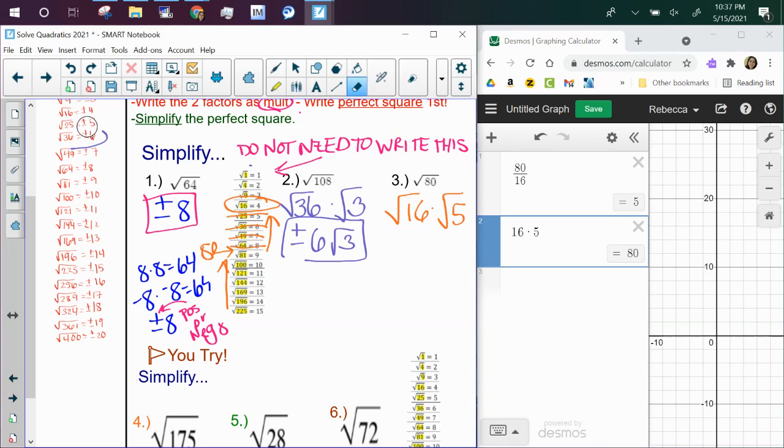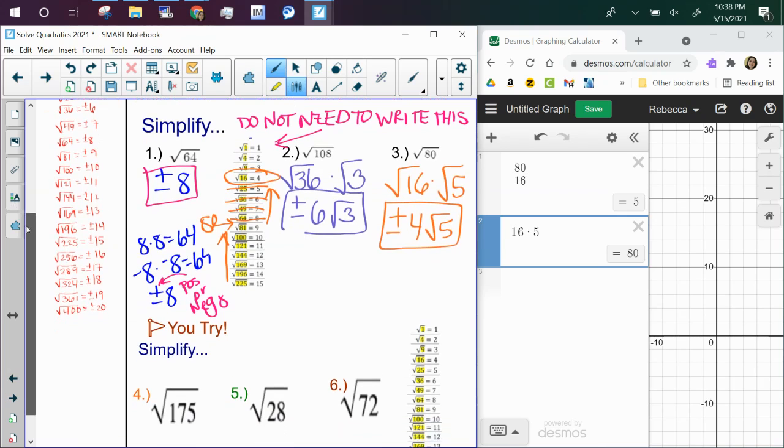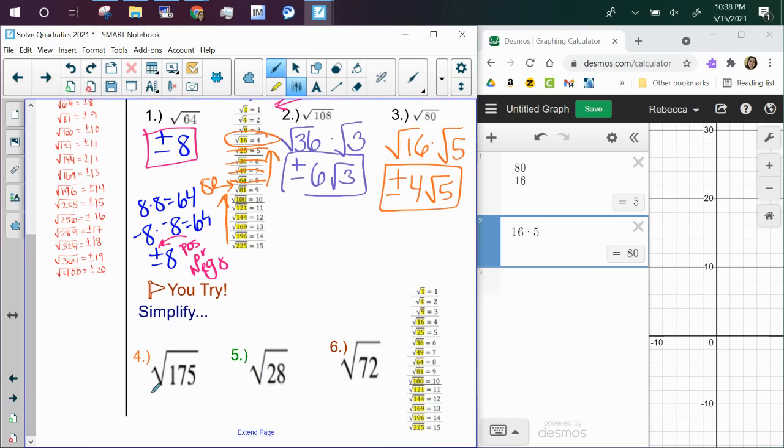Now, remember, looking off onto my list, square root of 16 is plus or minus 4. And square root of 5 isn't on my list, so I'm just going to leave it as square root of 5. And that is how I simplify the square root of 80. Why don't you try now? Go ahead and pause your video and try to simplify the square root of 175, the square root of 28, and the square root of 72.